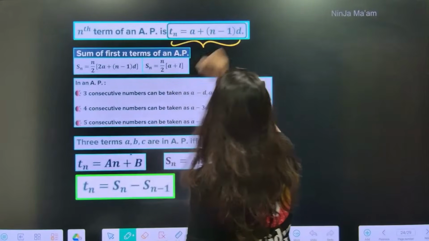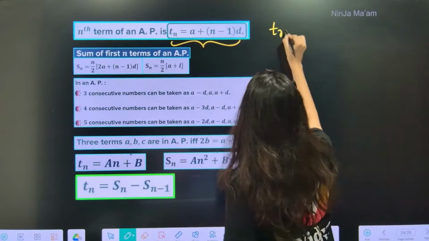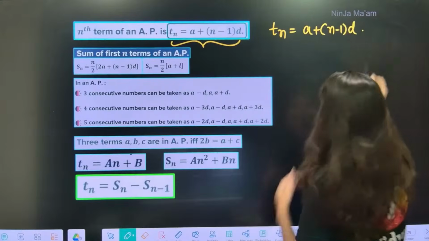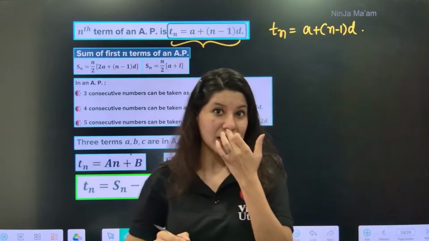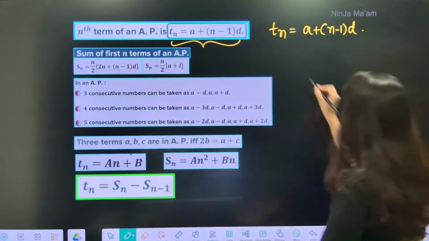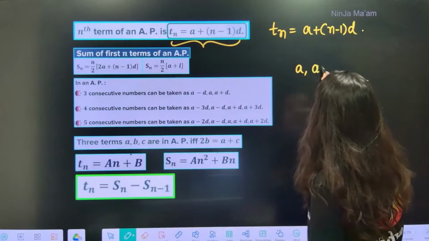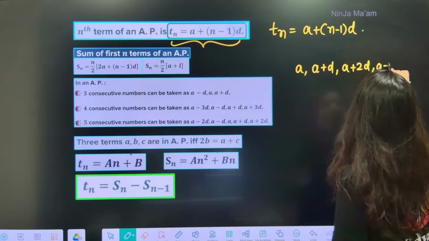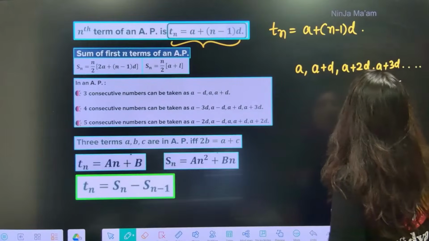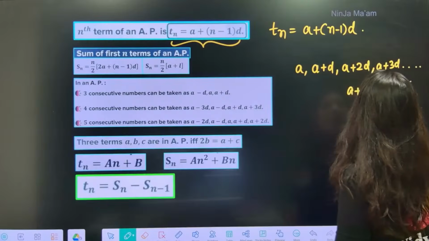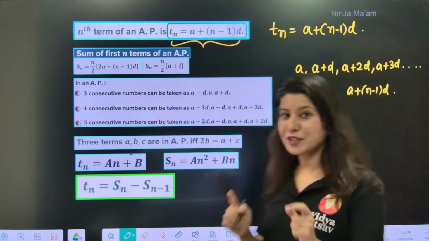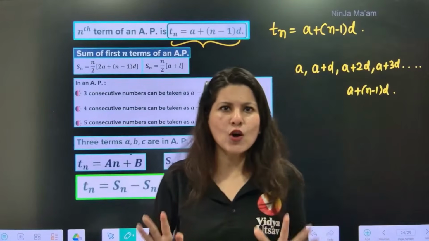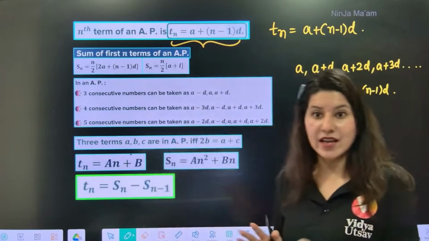In arithmetic progression, Tn is nothing but a plus n minus 1 d. This is your arithmetic progression. That means if your first term is a, the second term will be a plus d, the third term a plus 2d, the fourth term a plus 3d, and eventually a plus n minus 1 d. Here a is the first term, d is the common difference, and n is the number of terms. I hope everybody is aware of this formula.